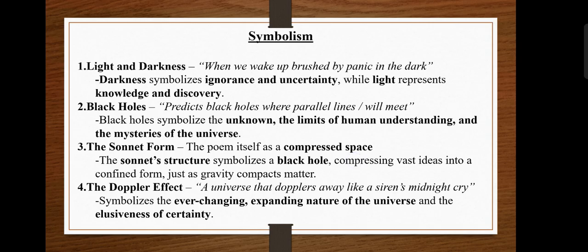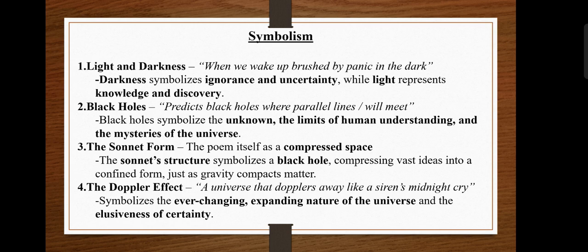Next comes symbolism. So what is symbolism? Symbolism is when objects, colors or ideas represent something deeper. First of all we have light and darkness. They say that when we wake up brushed by panic in the dark, this shows the fear of the unknown. Here the light symbolizes knowledge and darkness symbolizes uncertainty. Then comes black holes. Black holes symbolize mystery and the limits of human understanding.